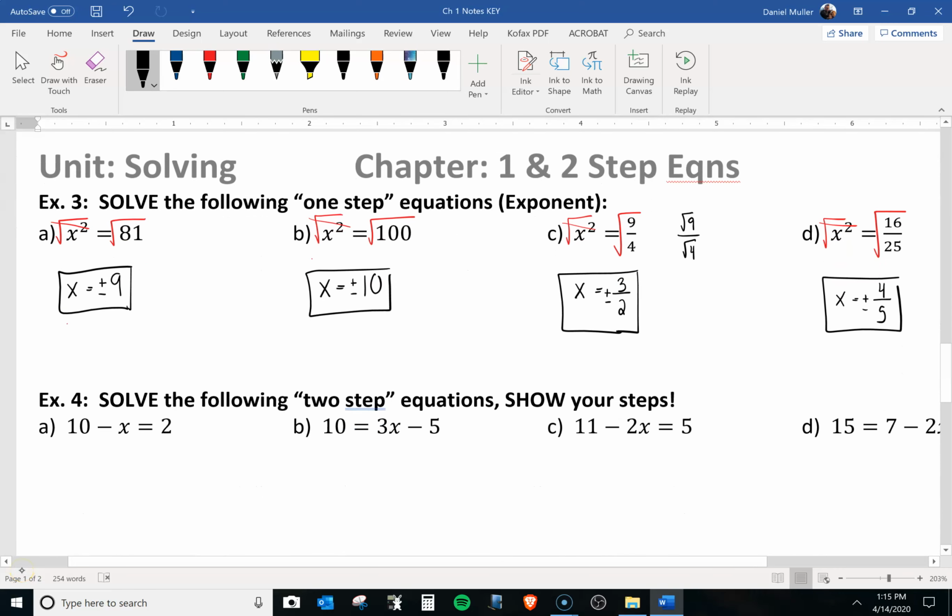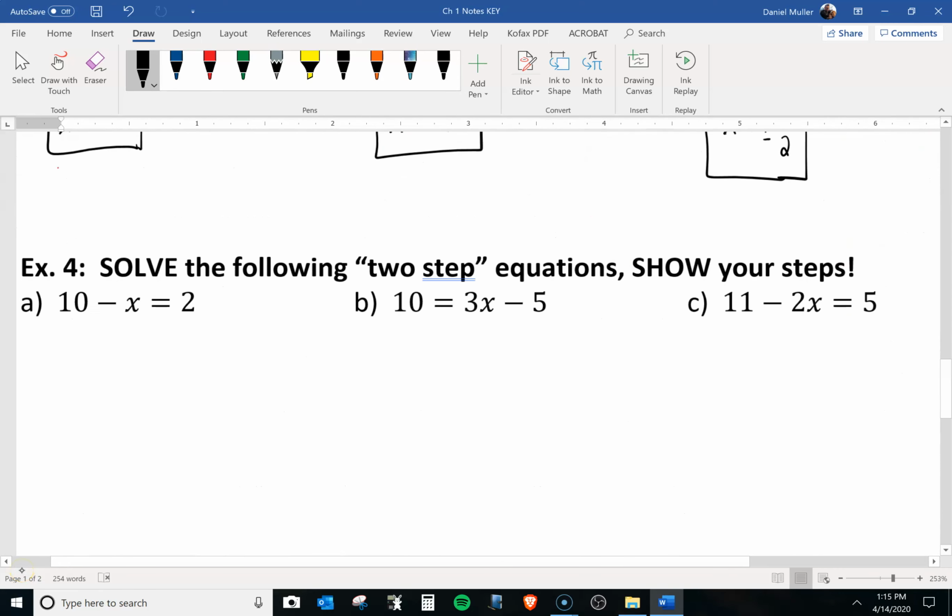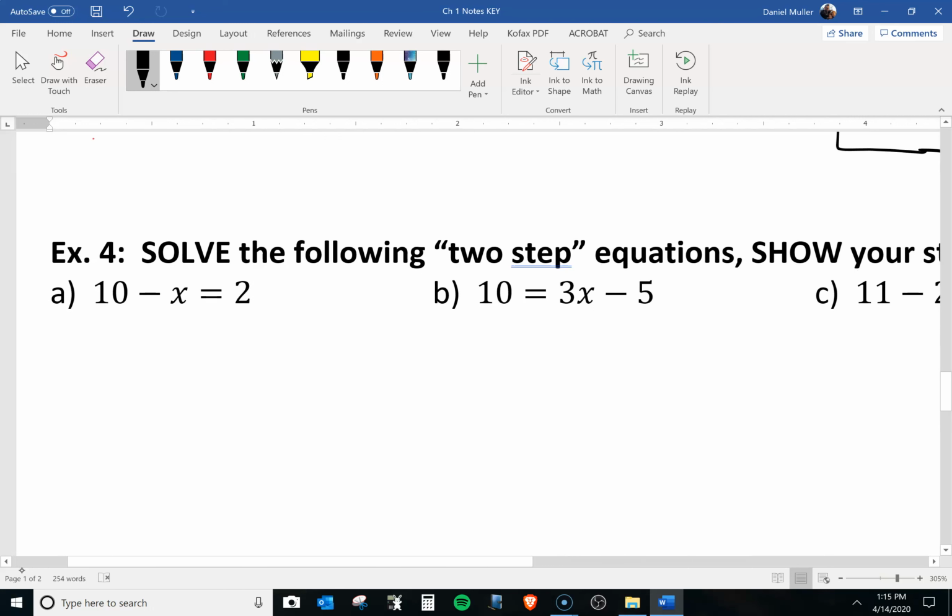Example 4, solve the following two-step equations. Show all of your steps.